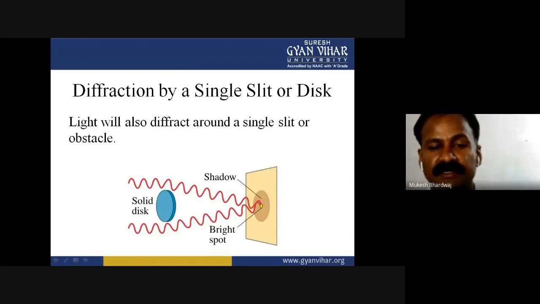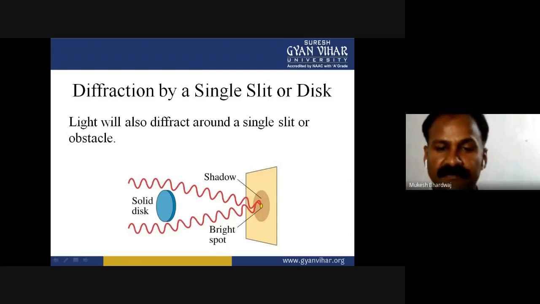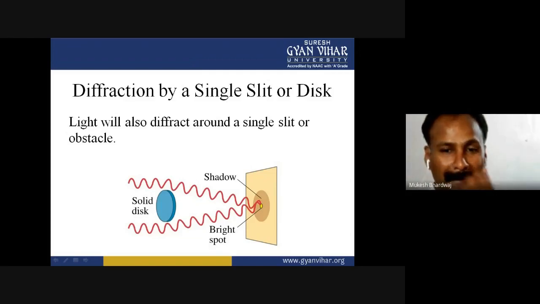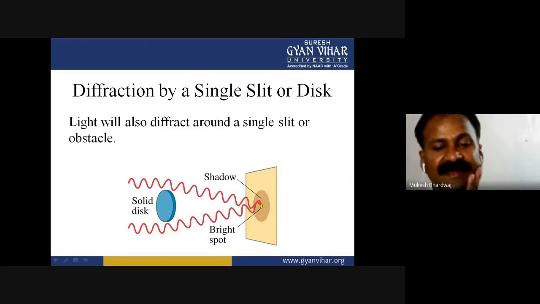In Fresnel diffraction, the source of light or observation point are both at finite distance from the diffractor, whereas in Fraunhofer diffraction, the source of light and observation point both are effectively at infinite distance from the diffractor. The incident and diffracted wavefronts are either spherical or cylindrical. The incident and diffracted wavefronts are plane in Fraunhofer diffraction. In Fresnel diffraction, no lens or mirror is used, whereas in Fraunhofer diffraction, diffracted light is collected by a lens.